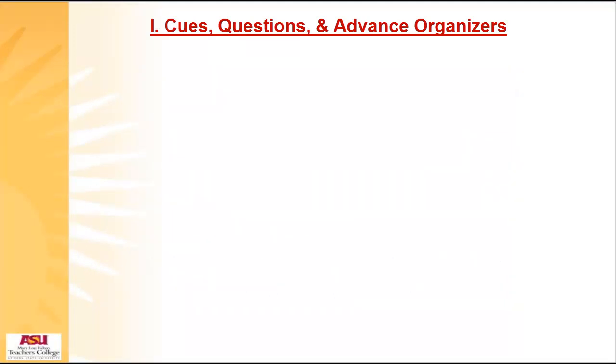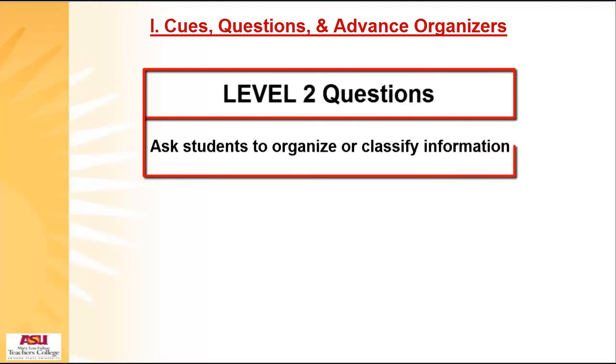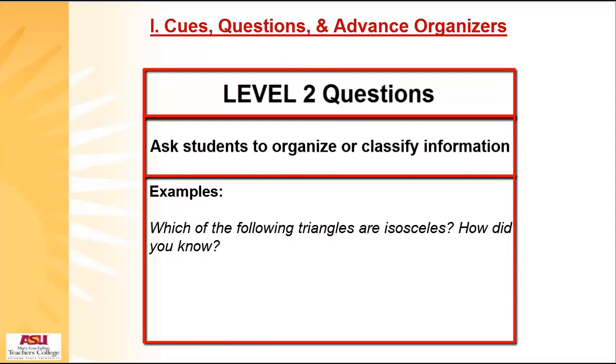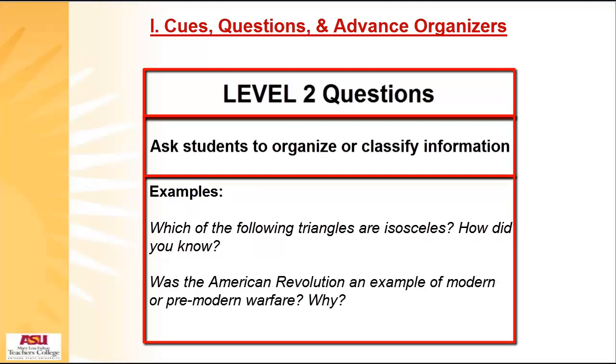Level 2 questions ask students to organize and classify information. For example, which of the following triangles are isosceles? How did you know? Was the American Revolution an example of modern or pre-modern warfare? Why?